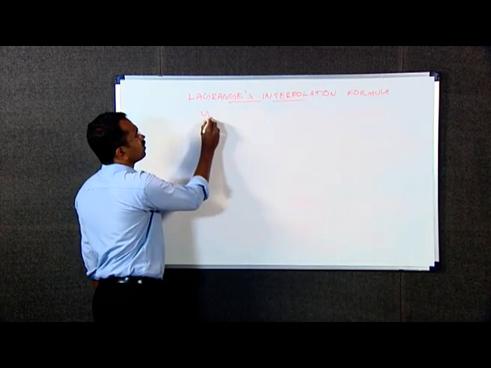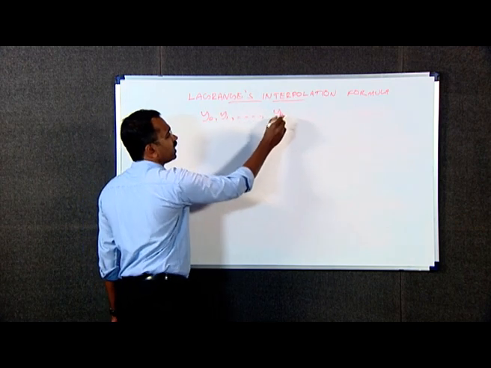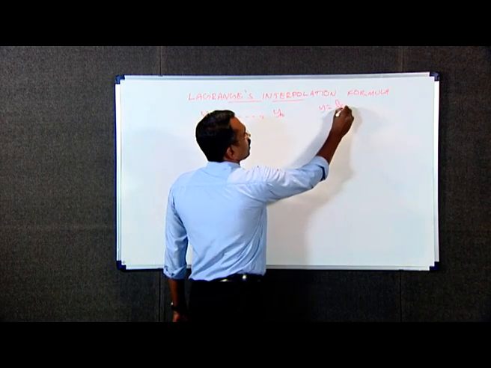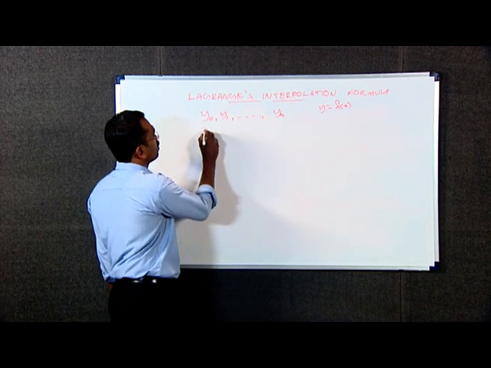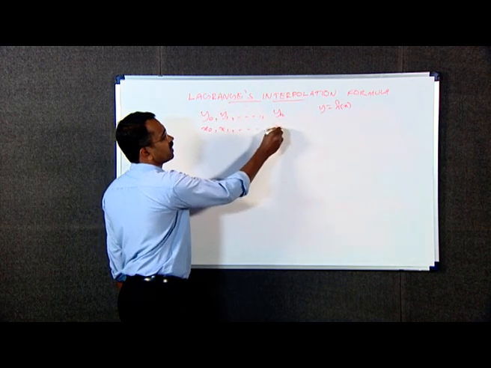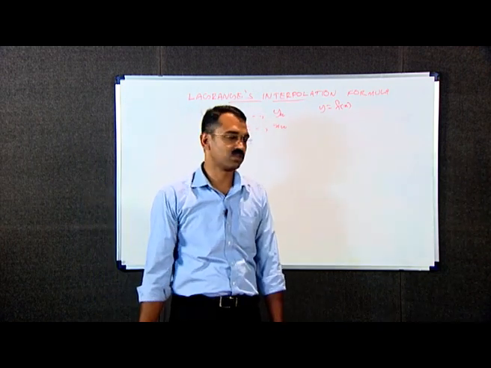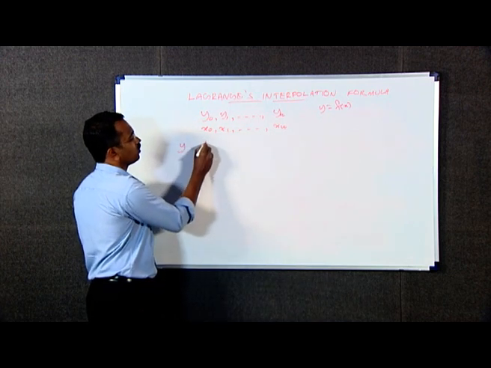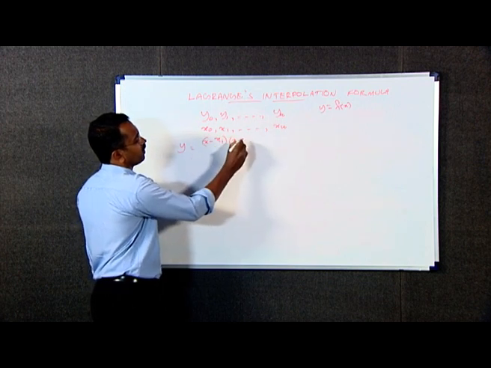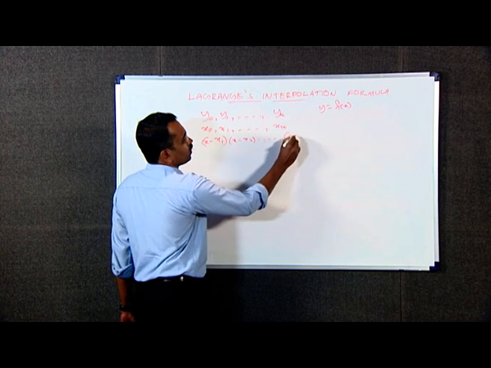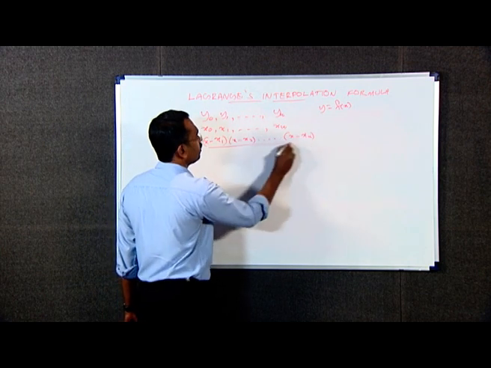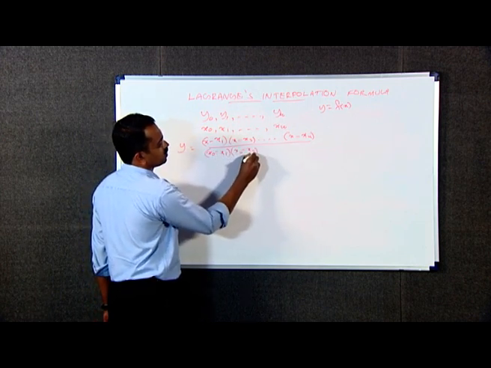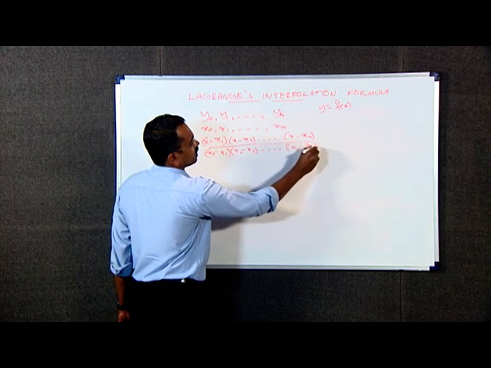If y naught, y1, y2, etc., yn are n plus 1 values of a function y equal to f of x corresponding to n plus 1 arguments x naught, x1, etc., xn, which are not necessarily equally spaced, then the Lagrange's interpolation formula is y is equal to x minus x1 into x minus x2 into etc. into x minus xn all divided by x naught minus x1 into x naught minus x2 into etc. x naught minus xn into y naught.